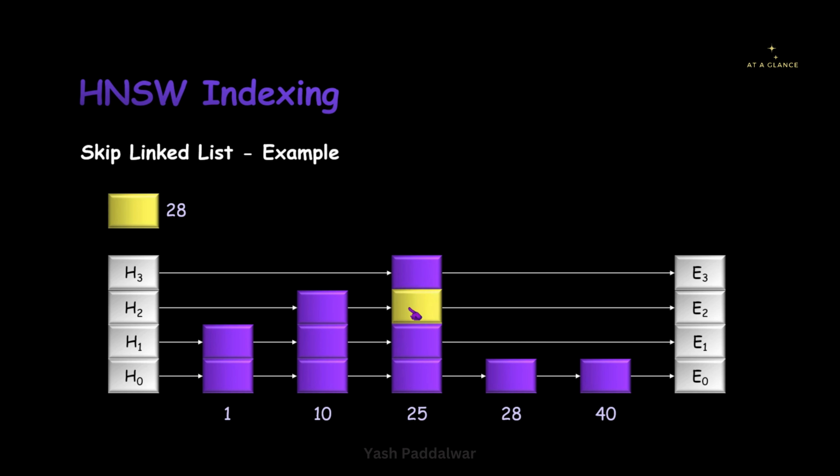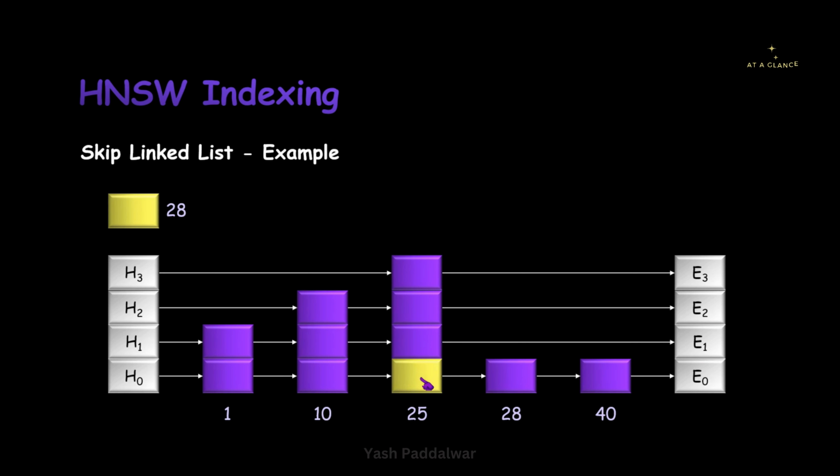Now again we'll do the same thing. We'll check at the same level whether the query vector, that is 28, is greater than the next node. Here again we have encountered end. So we'll simply move one level down. Again the next node is end. So again we'll move one level down. Now here you can see we have reached layer 0.